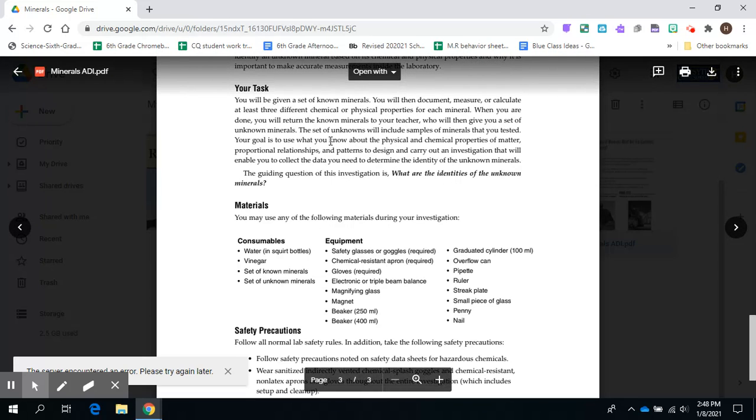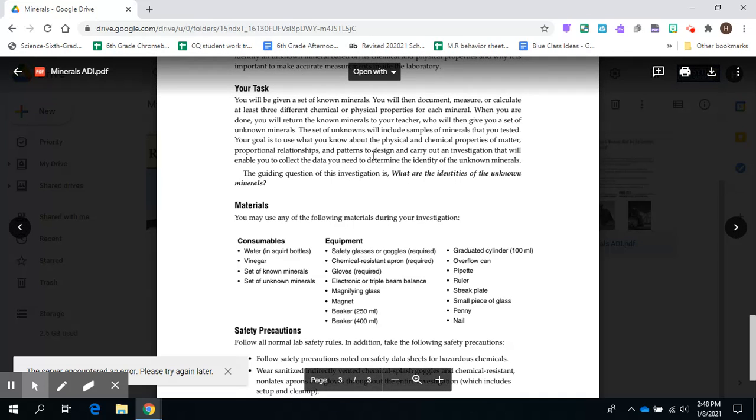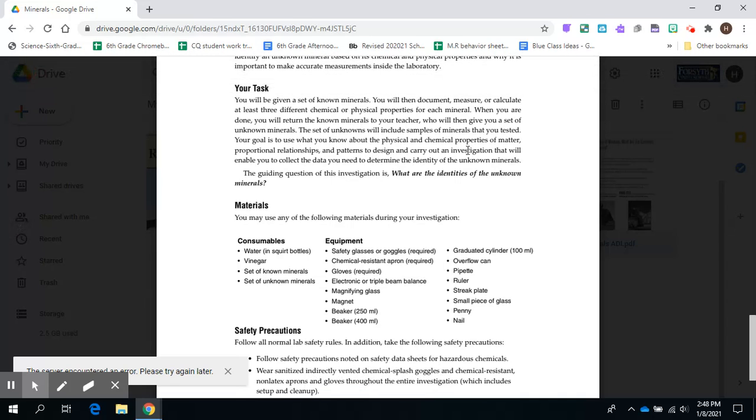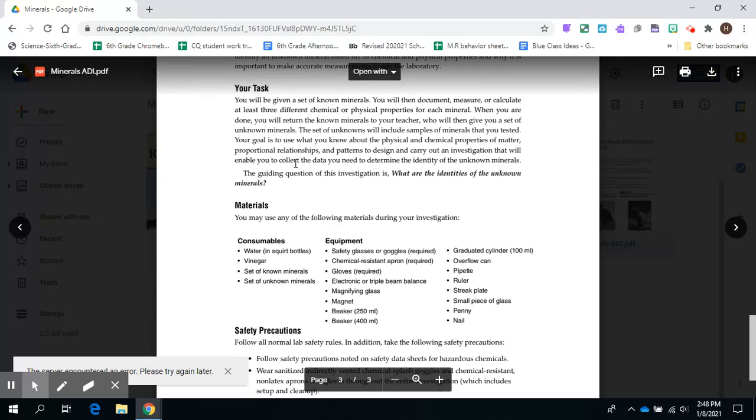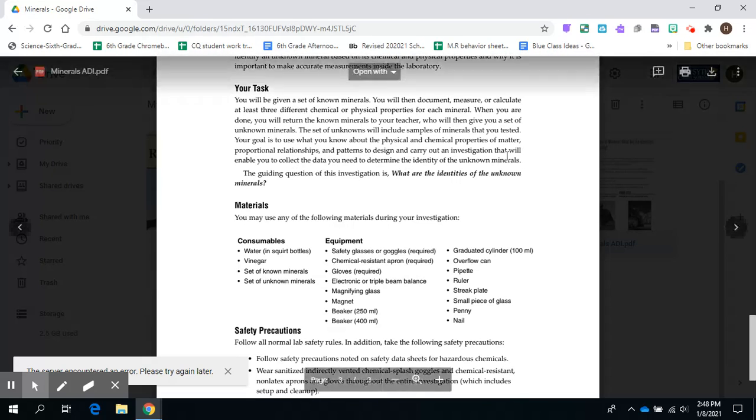Your goal is to use what you know about the physical and chemical properties of matter, proportional relationships, and patterns to design and carry out an investigation that will enable you to collect the data you need to determine the identity of the unknown minerals. So your guiding question: what are the identities of the unknown minerals?